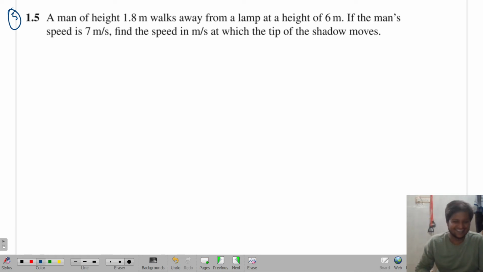No, sir. A man of height 1.8 meter walks away from the lamp at a height of 6 meter. If the man's speed is 7 meter per second, find the speed in meter per second at which the tip of the shadow moves. This is a height and man problem.